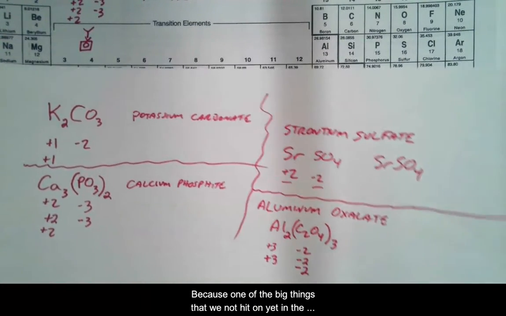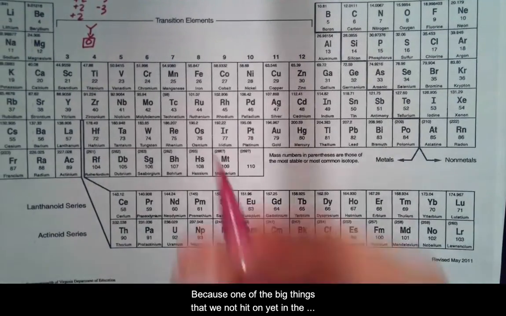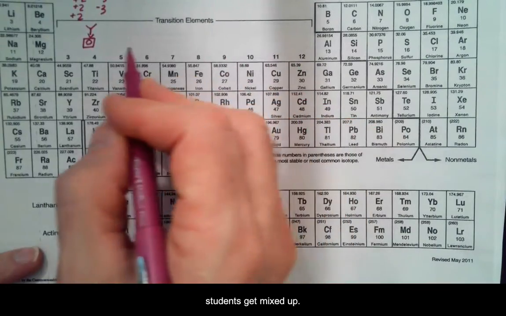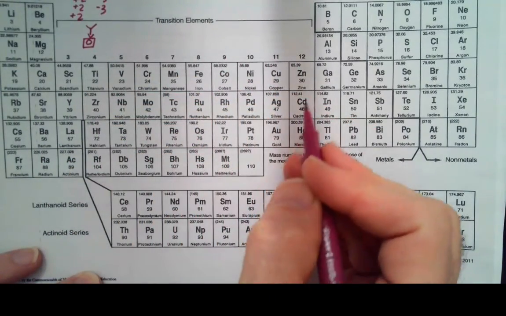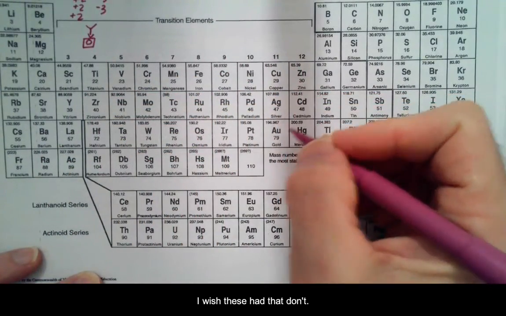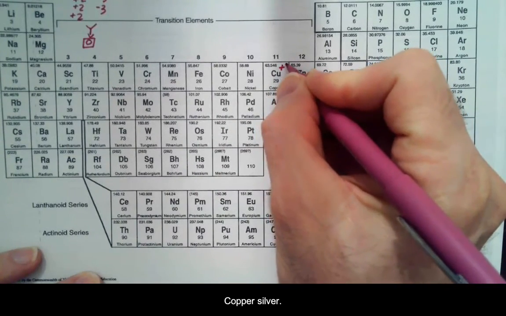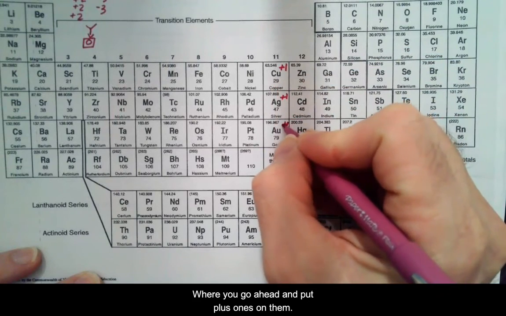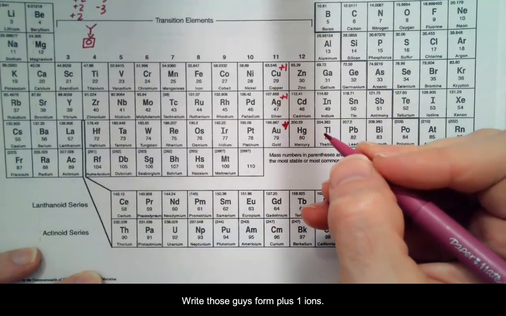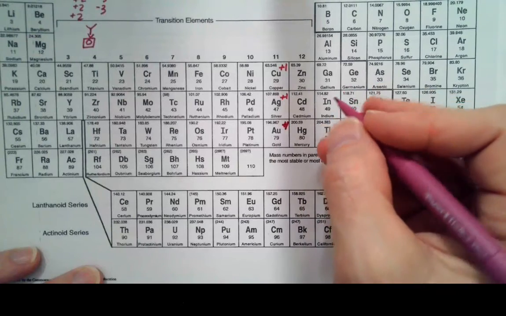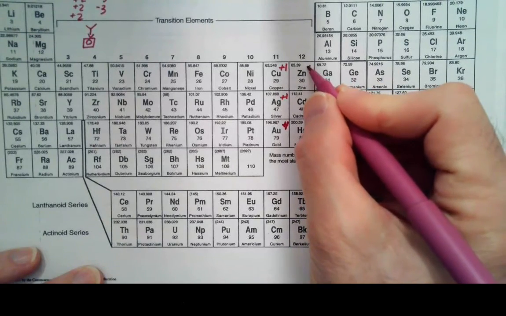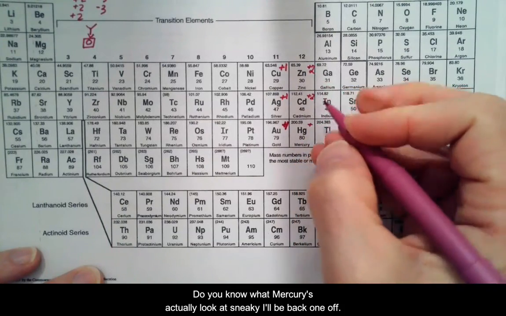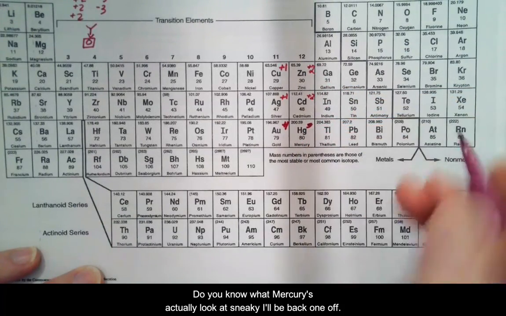Because one of the big things that we've not hit on yet is the land of the transition metals. And this is really where students get mixed up, all right? Now, one thing that I wish these had that don't, right? Copper, silver, and gold. All right, we're going to go ahead and put +1s on them. Those guys form +1 ions. And zinc, cadmium, and mercury, we can form +2 ions. And you know what? Mercury is actually a little bit sneaky. I'll leave that one off.